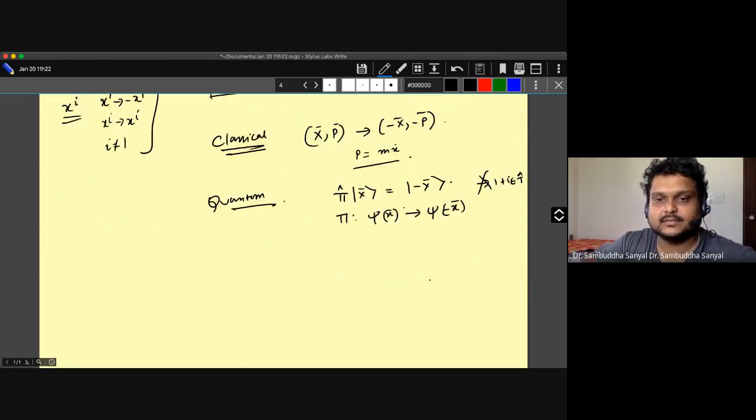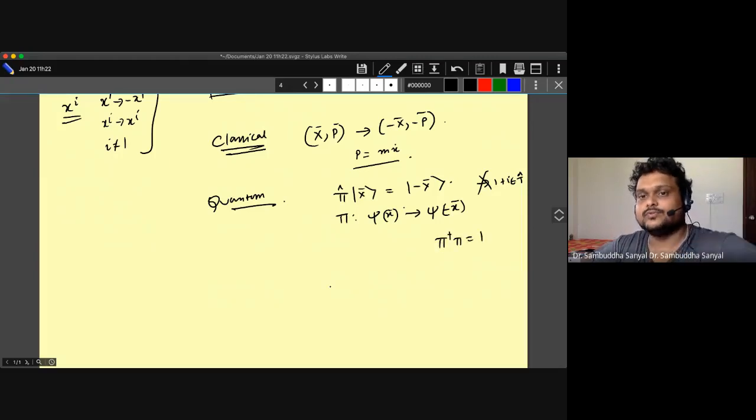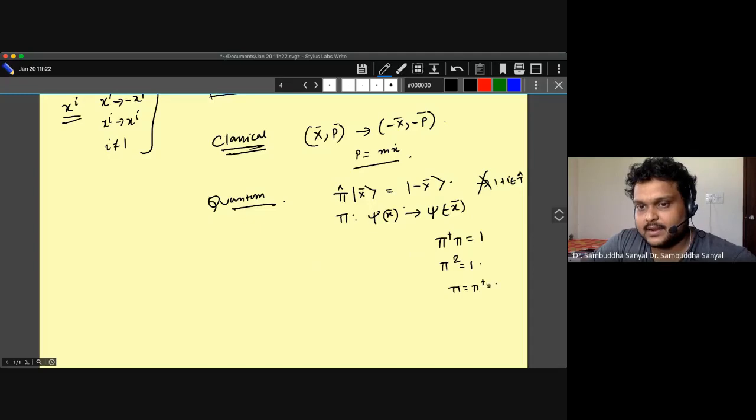Also notice it's easy to check what the properties of this pi operator are. If you do this operation twice, you will come back to wherever you were. And you can also show that pi square is equal to 1. So this is an equivalent statement actually. And pi equals pi dagger equals pi inverse. So it's a unitary operator. It's not an anti-unitary operator like time reversal symmetry.